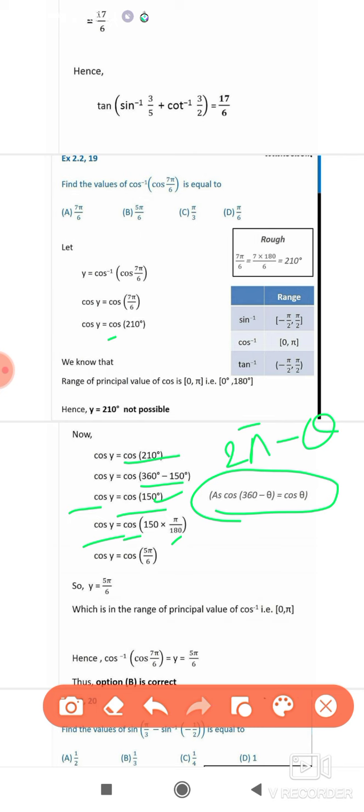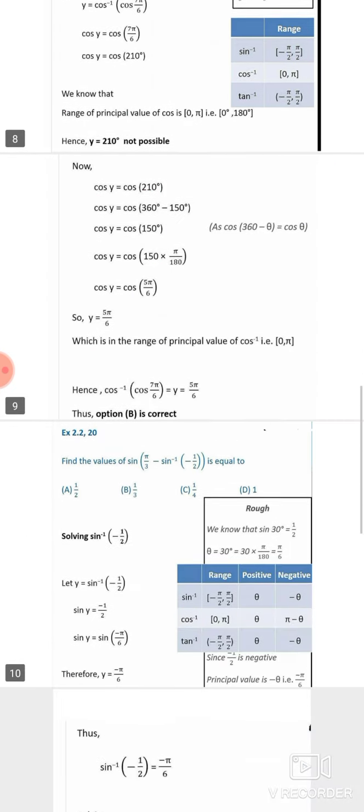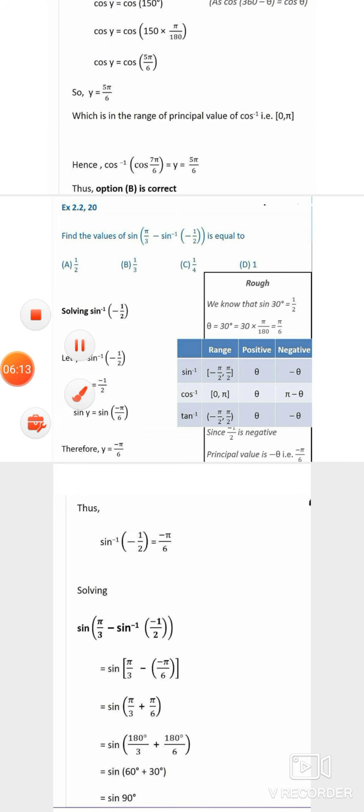You can write this 150 degree as 5 pi by 6. So y is equal to 5 pi by 6. Pi by 6 is equal to 30 degree, into 5 is equal to 150 degree, which is lying in the closed interval 0 to pi. So your answer is 5 pi by 6. Hope this question is clear to you all. Method is not different, method is the same.